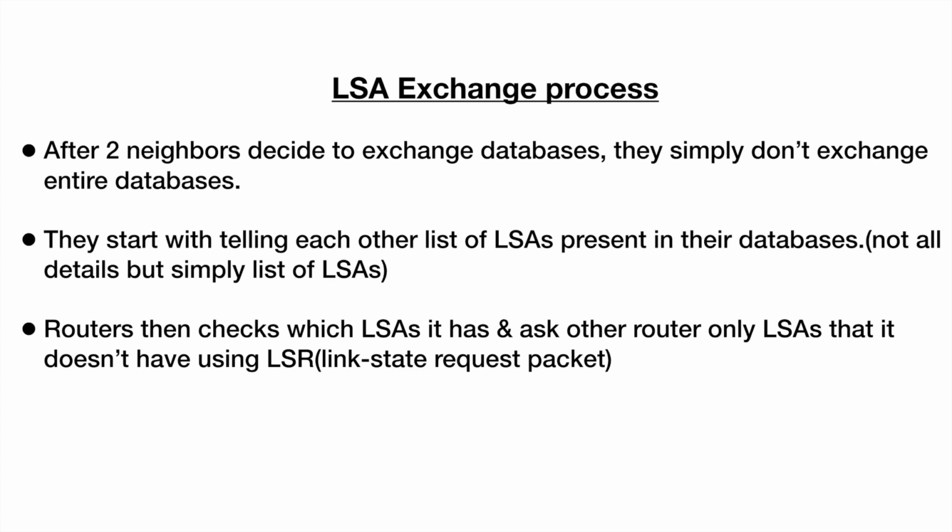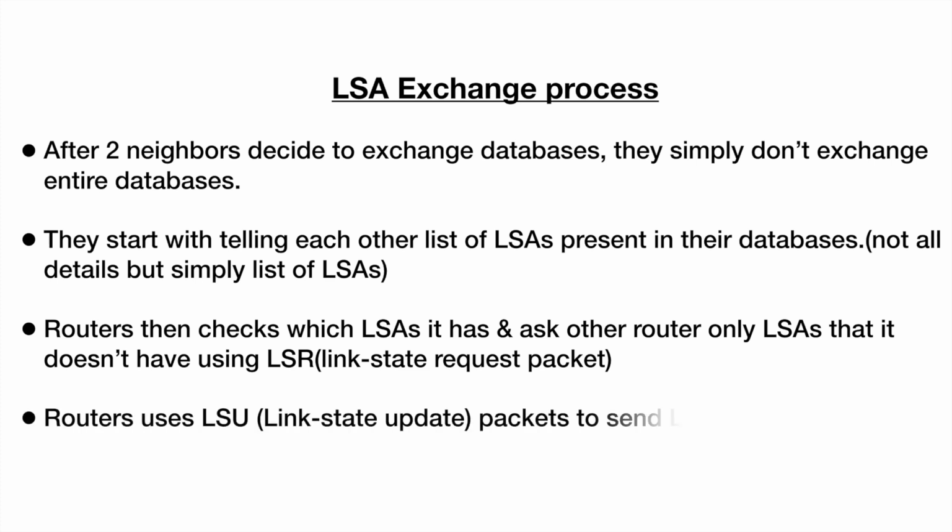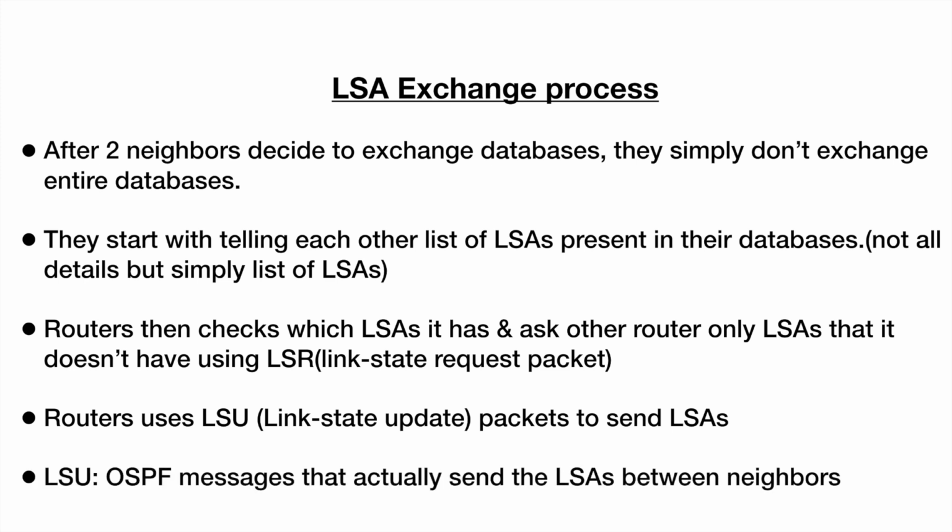Once a router realizes it's missing some LSAs, it will use a link state request to get that information. And that's where the link state update comes into place. The router uses an LSU, link state update, to send LSAs. LSUs are OSPF messages that actually send the LSAs between neighbors. This is how the LSAs get exchanged.